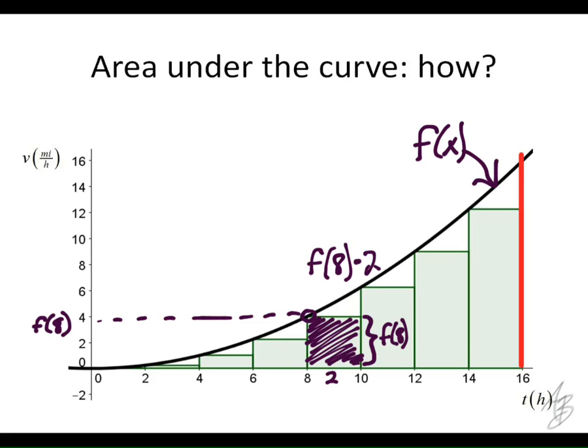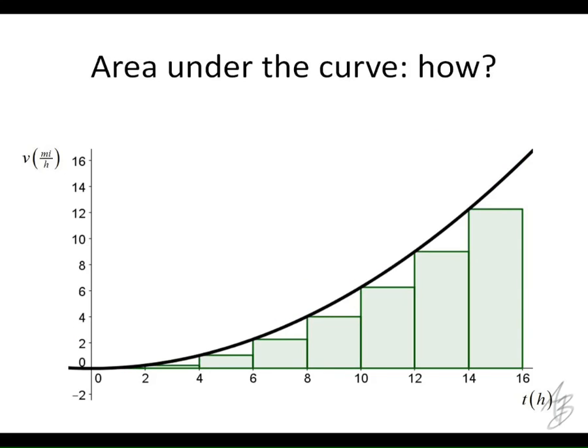And if we wanted to find the area of all of the rectangles added together, we would do what? Do that to all of them. So we would do 2 times f of 0, 2 times f of 2, 2 times f of 4, 2 times f of 6, 2 times f of 8, all the way up to 2 times f of 14. Now, as you guys said, we're missing some stuff. We don't have the whole area. So our area is going to be an under approximation.